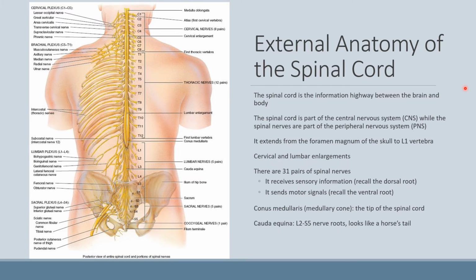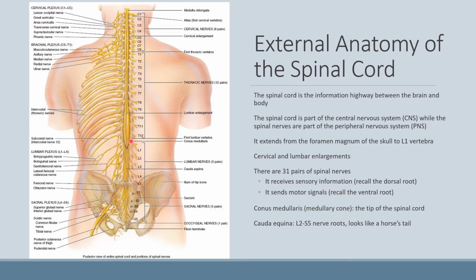The spinal cord extends from the foramen magnum of the skull all the way down to L1 vertebrae. So your foramen magnum all the way down to L1. And you have your cervical enlargement and your lumbar enlargement. There are 31 pairs of spinal nerves. And all of these spinal nerves receive sensory information through the dorsal root and send out motor signals through the ventral root. Some special landmarks you should be familiar with is the conus medullaris, or the medullary cone.